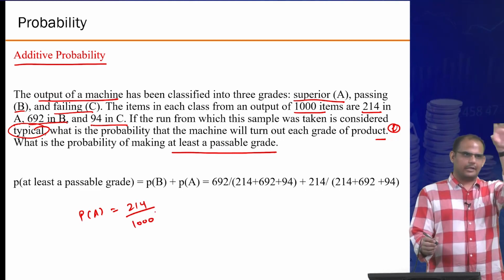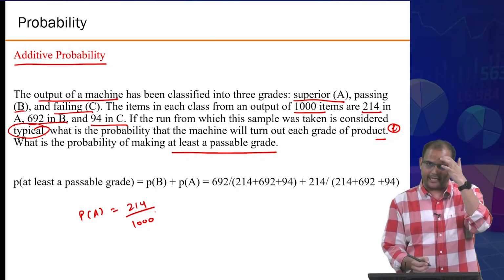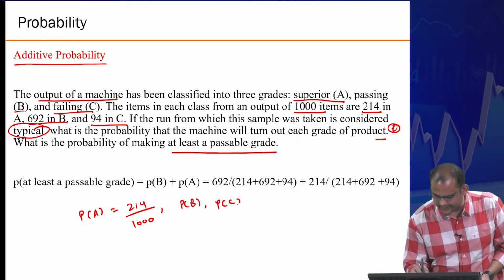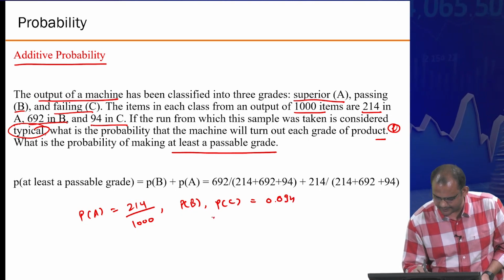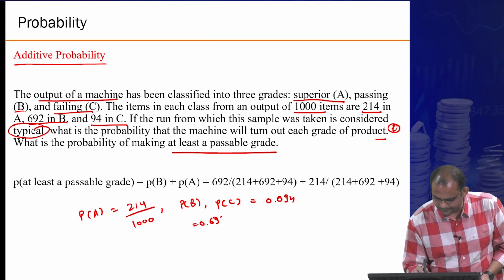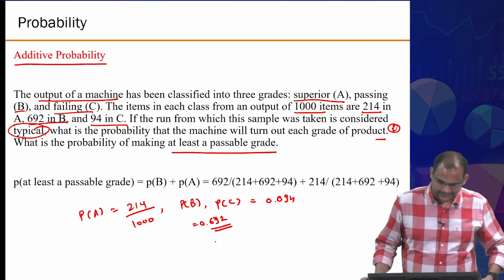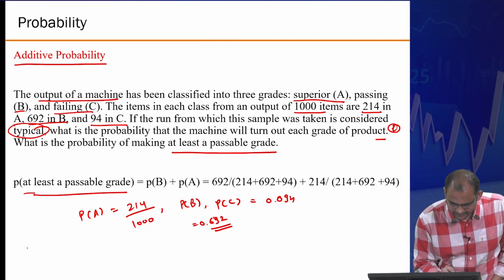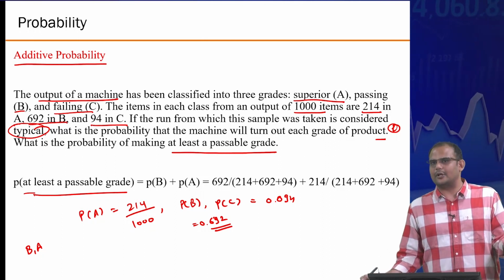Right? The outcomes of A are, upon total outcomes of 1,000, 214. Similarly, the probability of B and the probability of C you can estimate: 0.094 and 0.692, right? Total probability adds to 1, you can see here. And at least a passable grade, so it means at least B or A, right? C is not a passing grade.